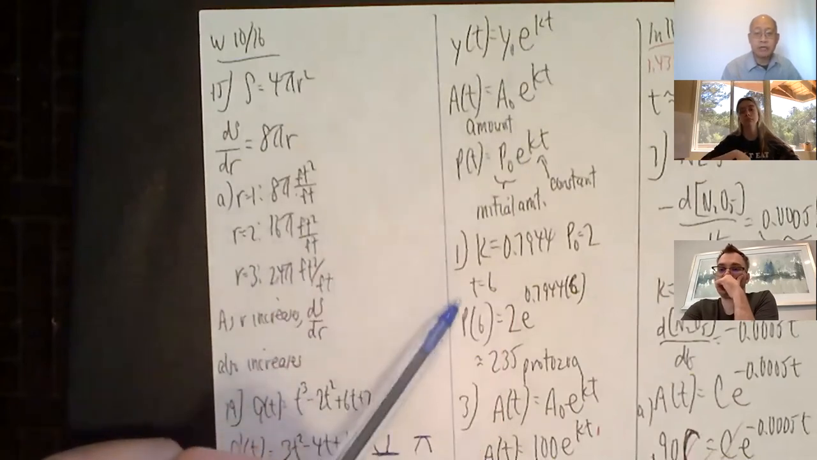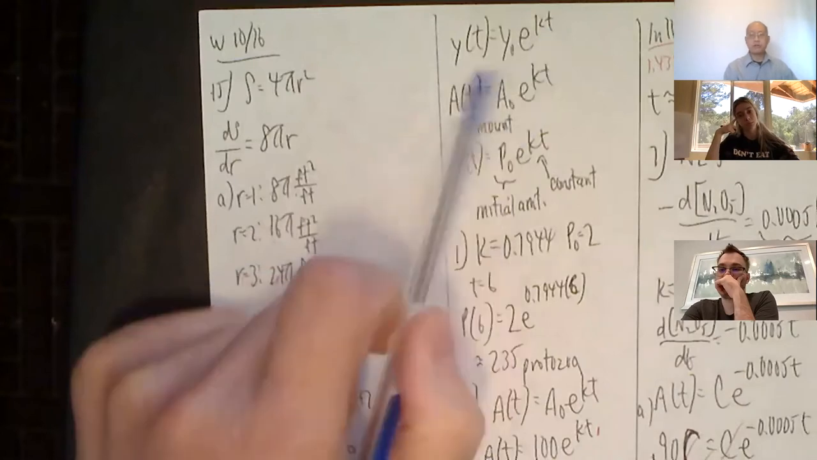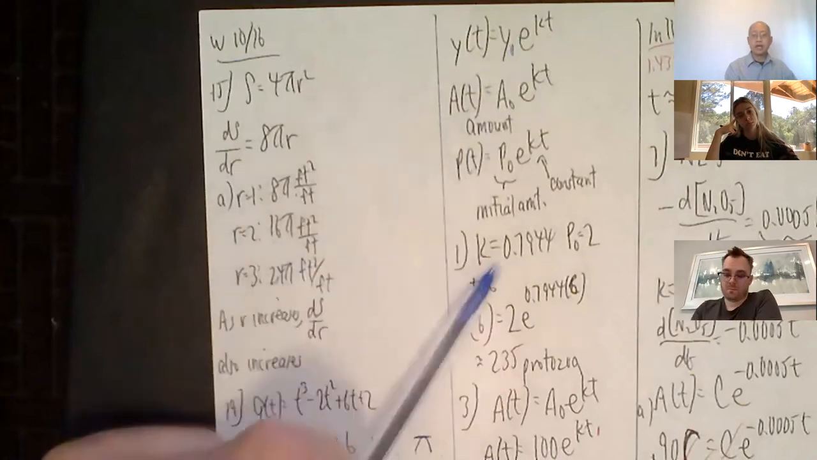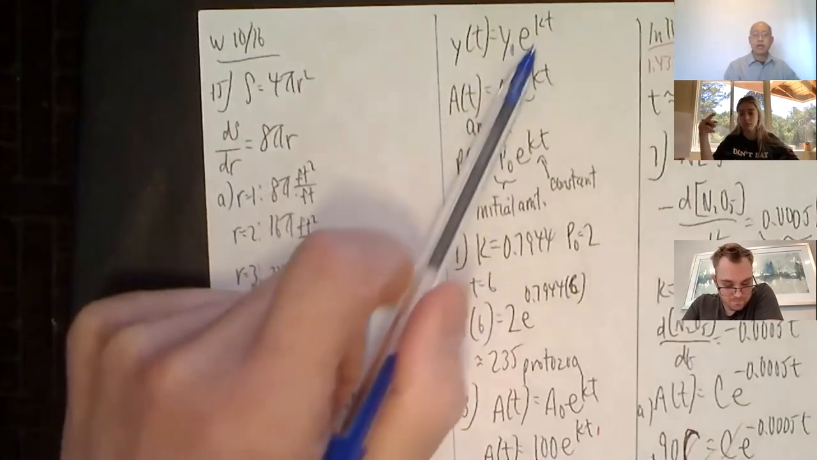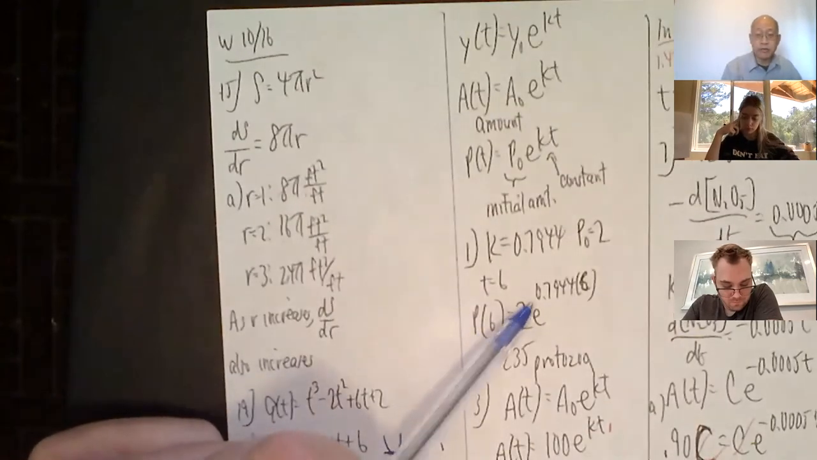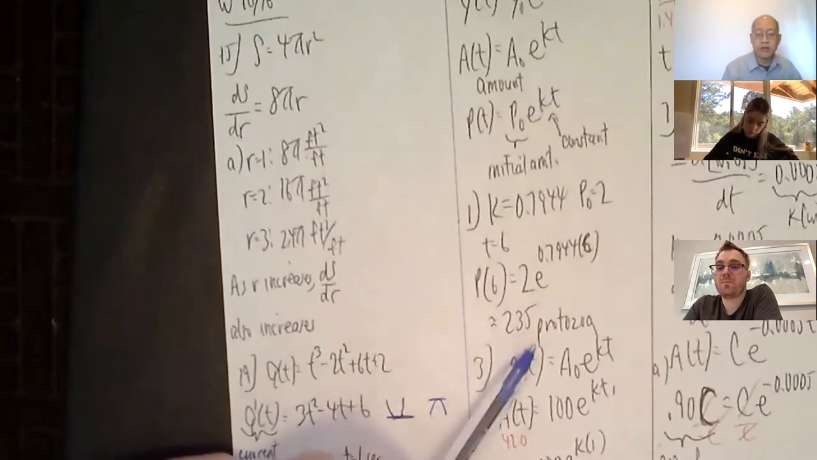Okay, and now they tell me after 6 hours, so I plug in 6 here. So this one's just a straight plug-in. Okay, P of 0 is 2 e to the K, 0.7944. And they told me to plug in T is 6. So P of 6 is 2 e to the 0.7944 times 6. Punch it on your calculator, 235 protozoa.